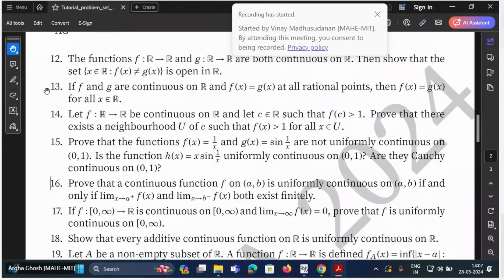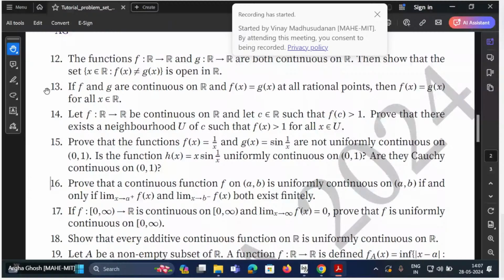Okay, any guess? How shall we approach? Okay, yeah, that can also be used. So there are different ways you can solve this problem.